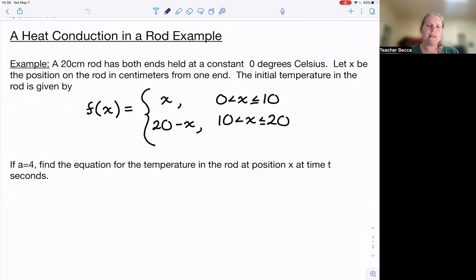Welcome to a heat conduction in a rod example. In this example, a 20 centimeter rod has both ends held at a constant 0 degrees Celsius. We'll let X be the position on the rod in centimeters from one end. The initial temperature in the rod is given by f of X equals X for 0 less than X less than or equal to 10.